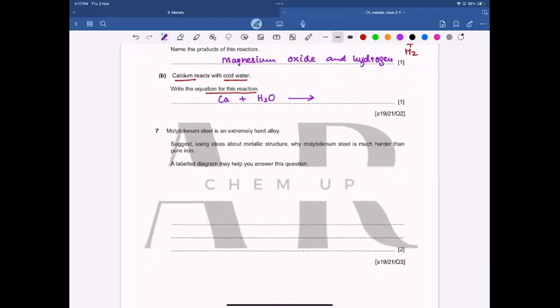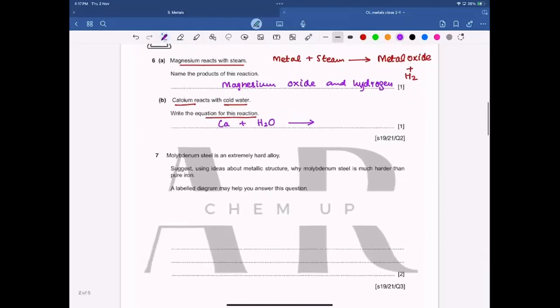Yes, metal with cold water. Metal hydroxide will form. So in this case, if calcium is reacting with cold water, then calcium hydroxide will form and hydrogen gas. Now hydroxide, what is the charge on the hydroxide ion? -1. And what is the charge on the calcium ion? 2 plus. Then what will be the formula now? Ca(OH)2, OH twice.